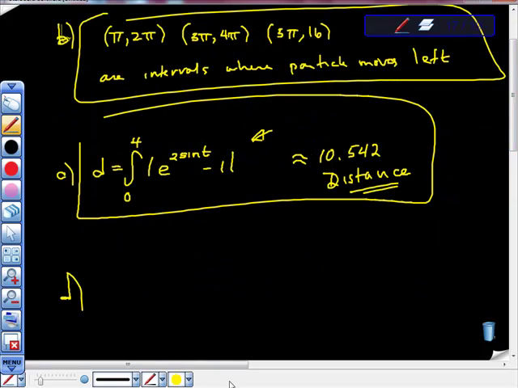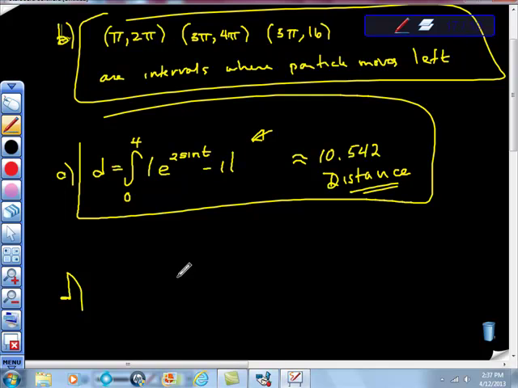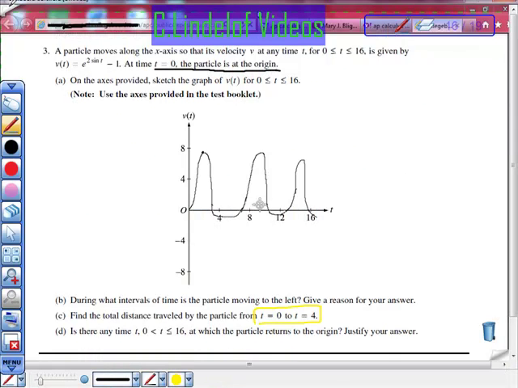We go back and look again. Part D says, is there any time when the particle returns to the origin? Well, you got to start with this idea, and that's what I grabbed this for up here. It said, okay, we know that at time 0, the particle is at the origin. This is not the position function, it's the velocity function, but I just want you to know it here.